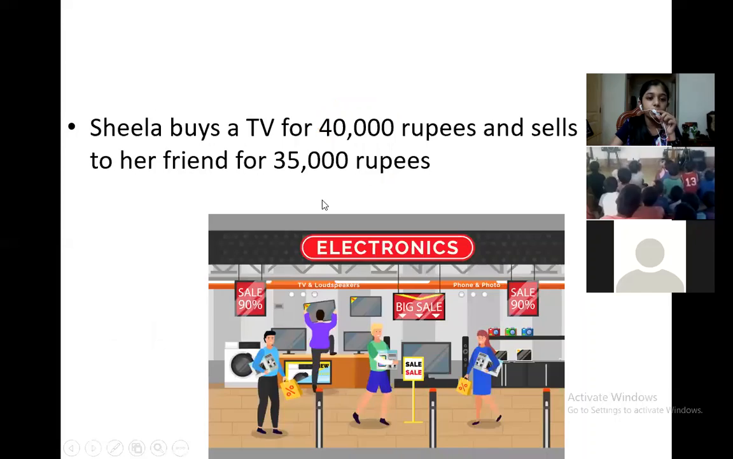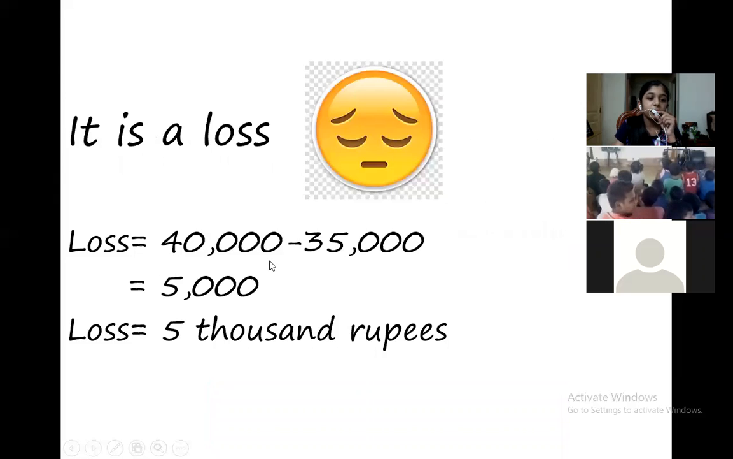Okay. So the next, Sheila buys a TV for 40,000 rupees and sells it to her friend for 35,000 rupees. So is it a loss or a profit? Yes, it is a loss because the cost price is higher than the selling price, right? So how do you find a loss? Higher number minus lower number. 40,000 minus 35,000, which is 5,000. So you get a loss of 5,000 rupees.